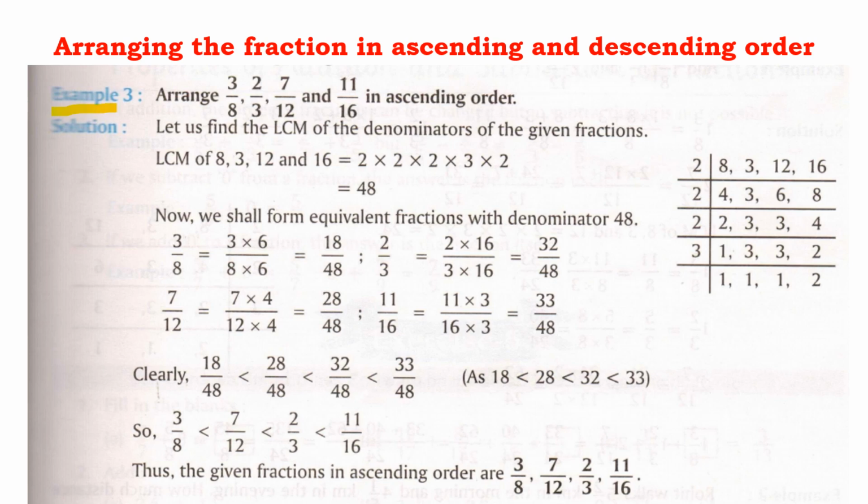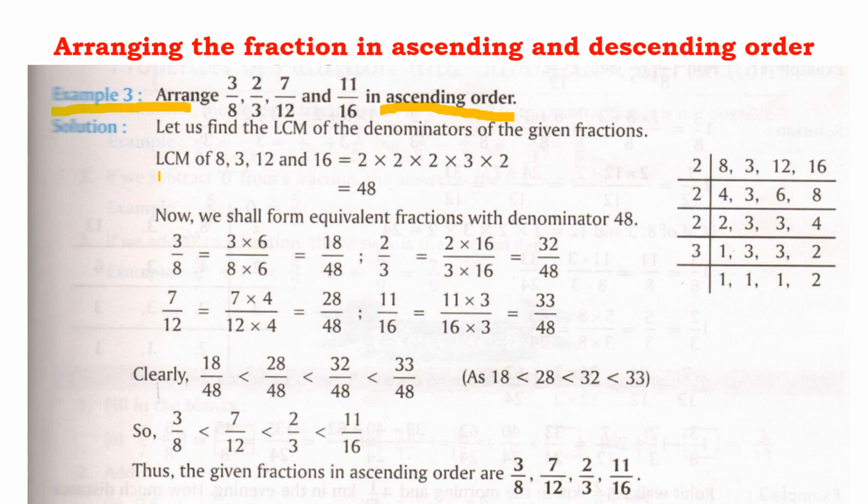Let us see one example. Arrange 3 by 8, 2 by 3, 7 by 12 and 11 by 16 in ascending order. Before I begin, can you tell me what kind of fractions these are? Yes, they are unlike fractions because they have different denominators. So first we will make them like, and to make them like we have to find the LCM of the denominators.